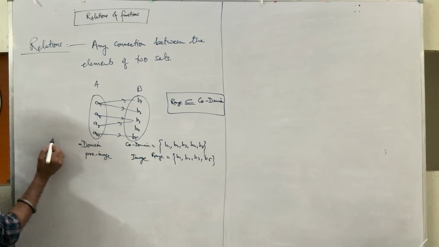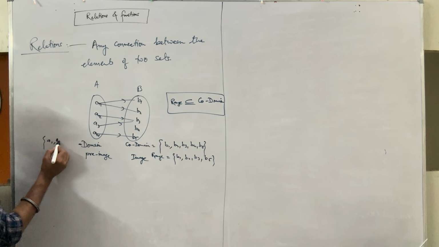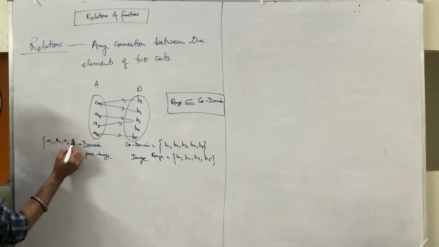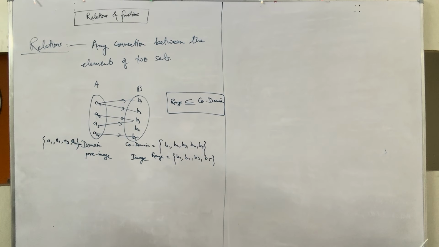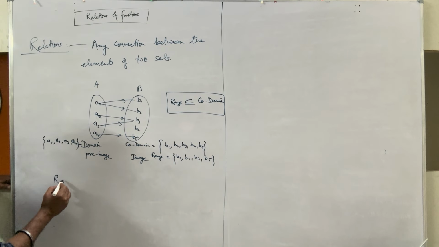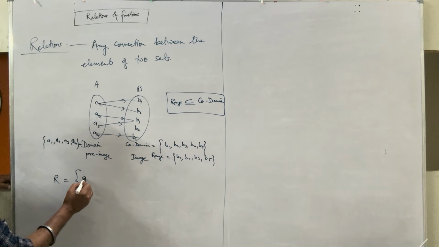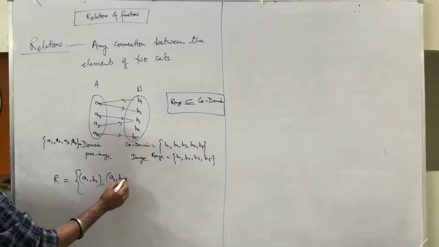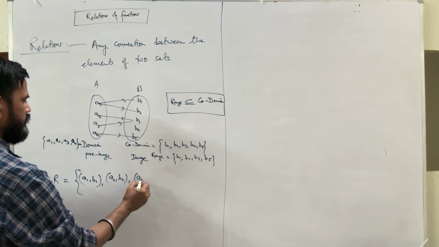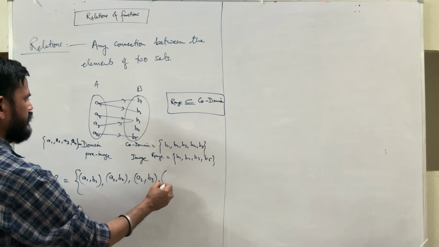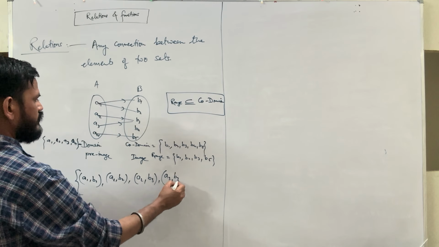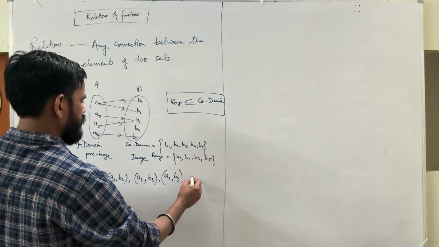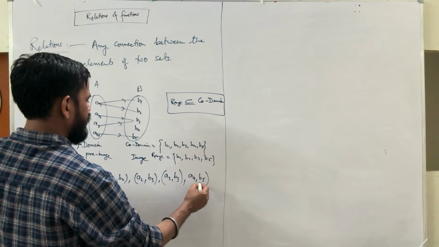Now the domain elements here are A1, A2, A3, A4. Now the relation elements will be A1 getting mapped to B1, A1 getting mapped to B2, A2 mapping to B3, A3 mapping to B3, A4 mapping to B5.